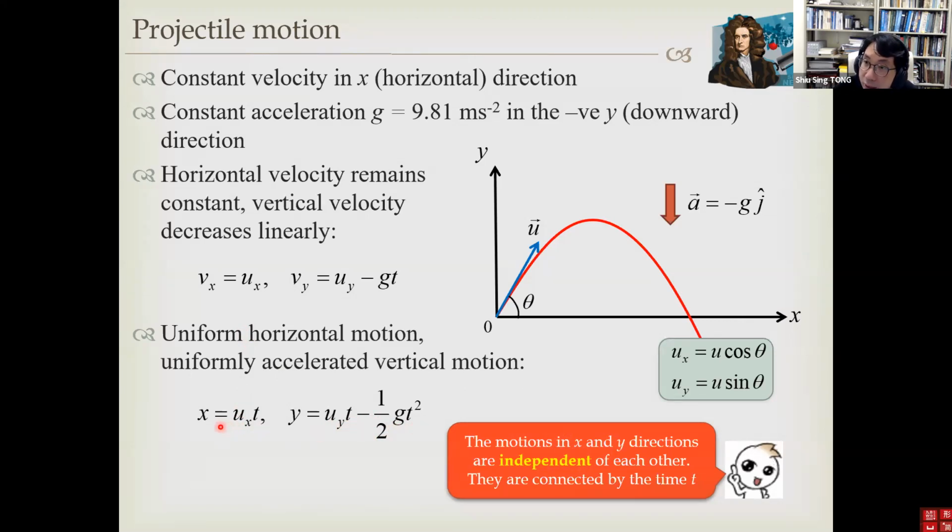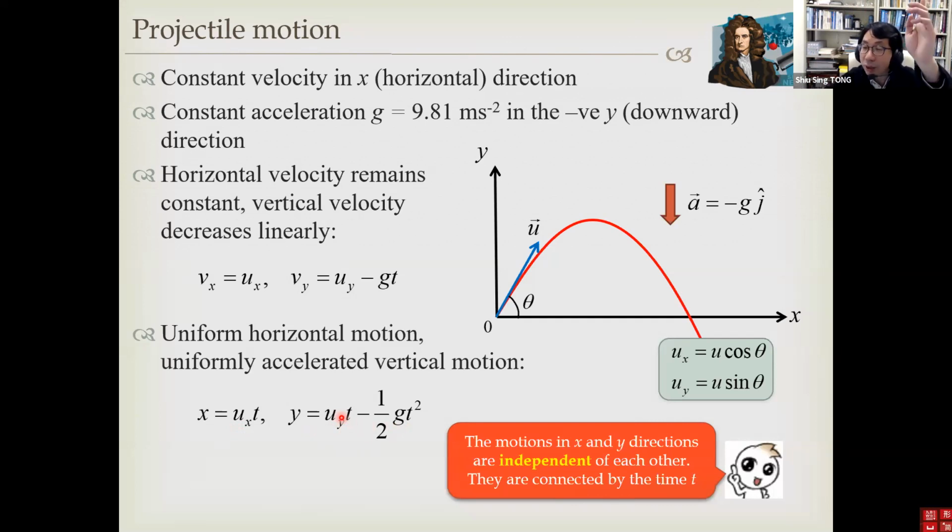The equation in x does not contain anything in y, and the equation for y does not contain anything in x. So they are just like two motions. The horizontal motion is uniform motion with velocity unchanged, and the vertical motion is a uniformly accelerated motion. You go upwards initially, but then you are pulled down by the force of gravity. Okay, so they are independent of each other.